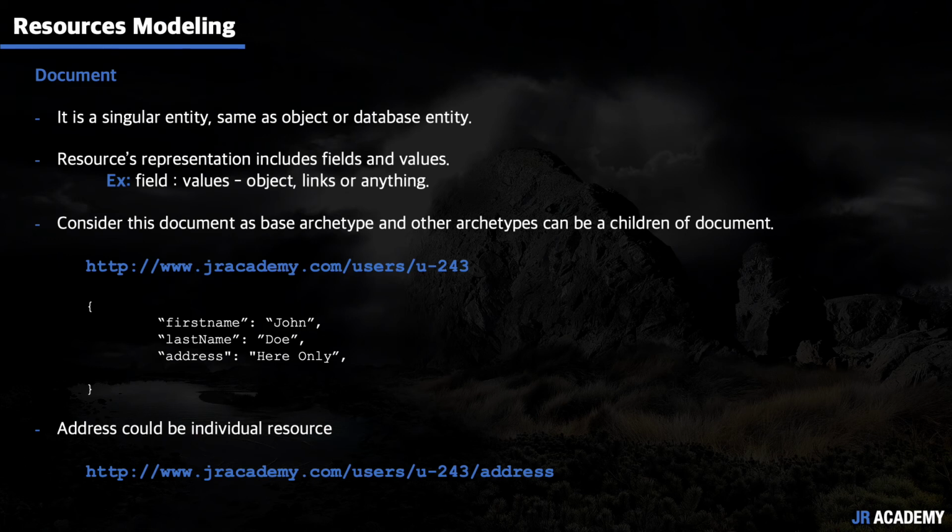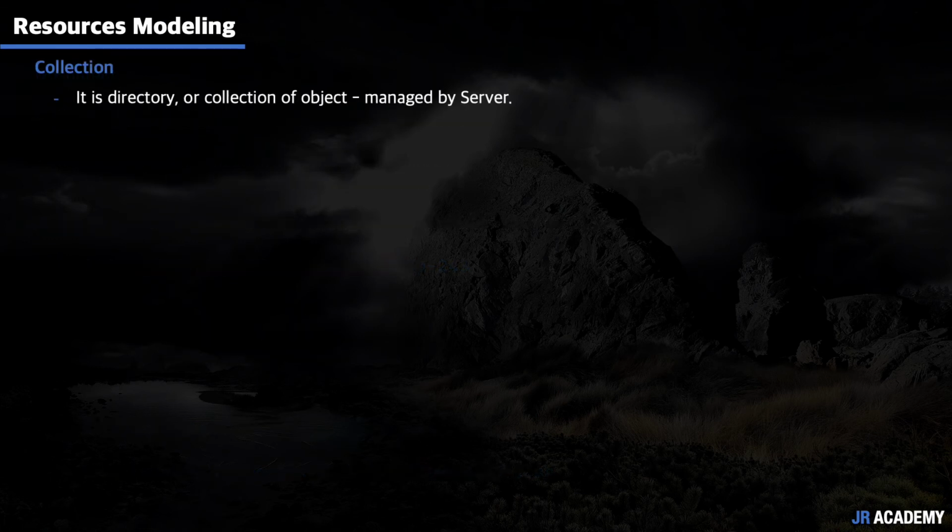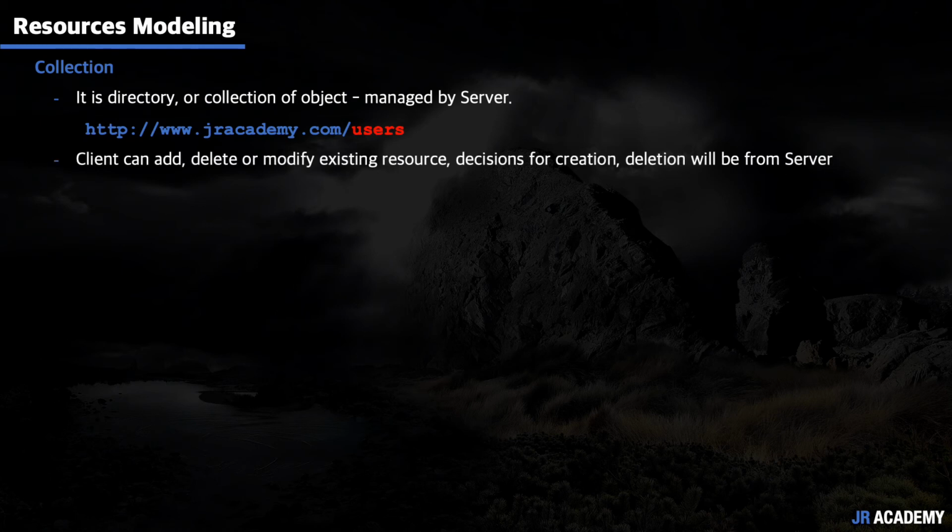The next archetype is a collection, and a collection is a directory or a collection of objects which is managed by the server. Take our example API: a client can add, delete, or modify an existing resource with this API, but the final decision of creation and deletion will be from the server. Here users is a resource of collection type.